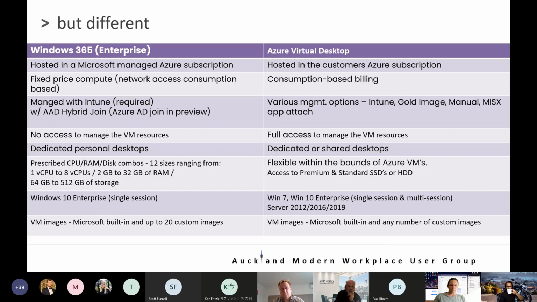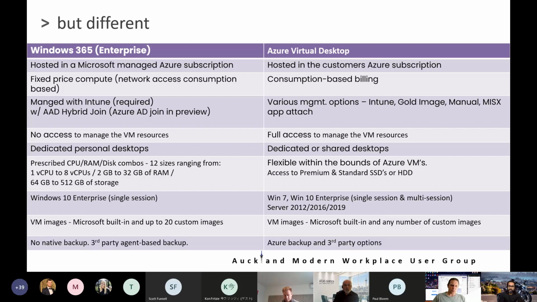VM images: Microsoft has a built-in catalog that Windows 365 can access, and you can also upload your own custom images, up to 20 of them. That's not something I've actually tested myself. I don't know exactly how you manage them. I guess you have to manage those images outside of the bounds of W365 and upload them, versus Azure Virtual Desktop, which is a little bit more manageable because you can see those resources and interact with them, spin them up, and all that sort of stuff. So the same applies there: built-in images, but any number of custom images as well.